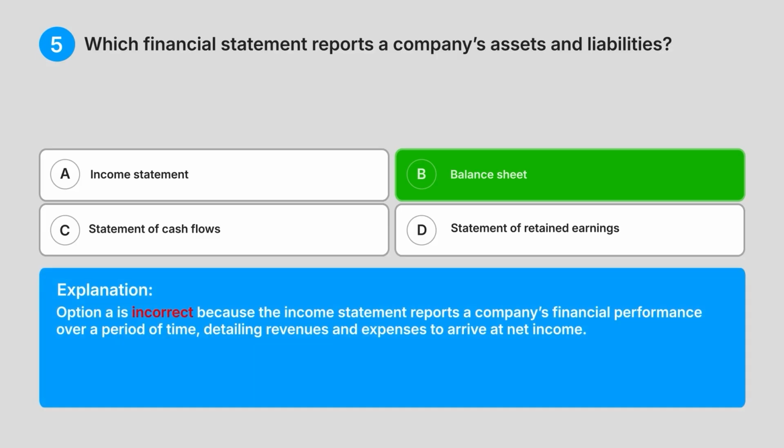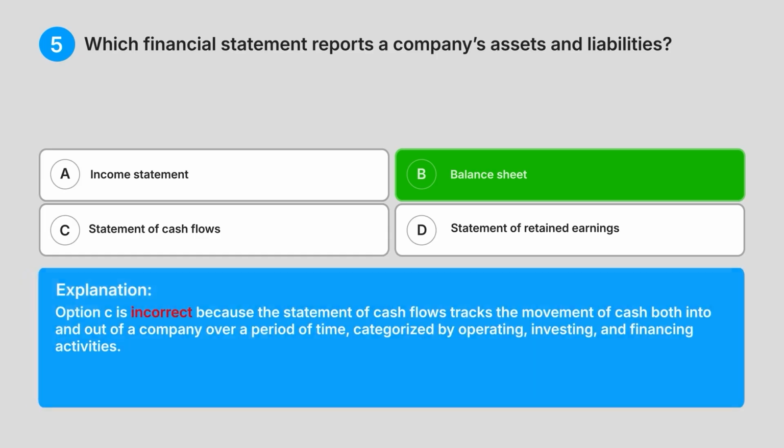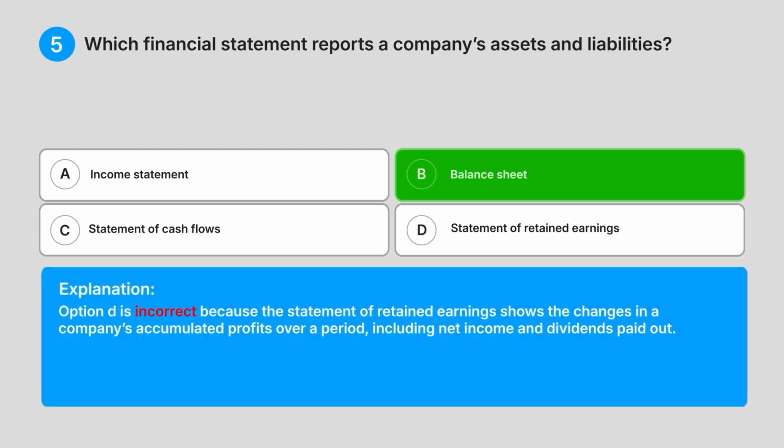Option A is incorrect because the income statement reports a company's financial performance over a period of time, detailing revenues and expenses to arrive at net income. Option C is incorrect because the statement of cash flows tracks the movement of cash both into and out of a company over a period of time, categorized by operating, investing, and financing activities. Option D is incorrect because the statement of retained earnings shows the changes in a company's accumulated profits over a period, including net income and dividends paid out.